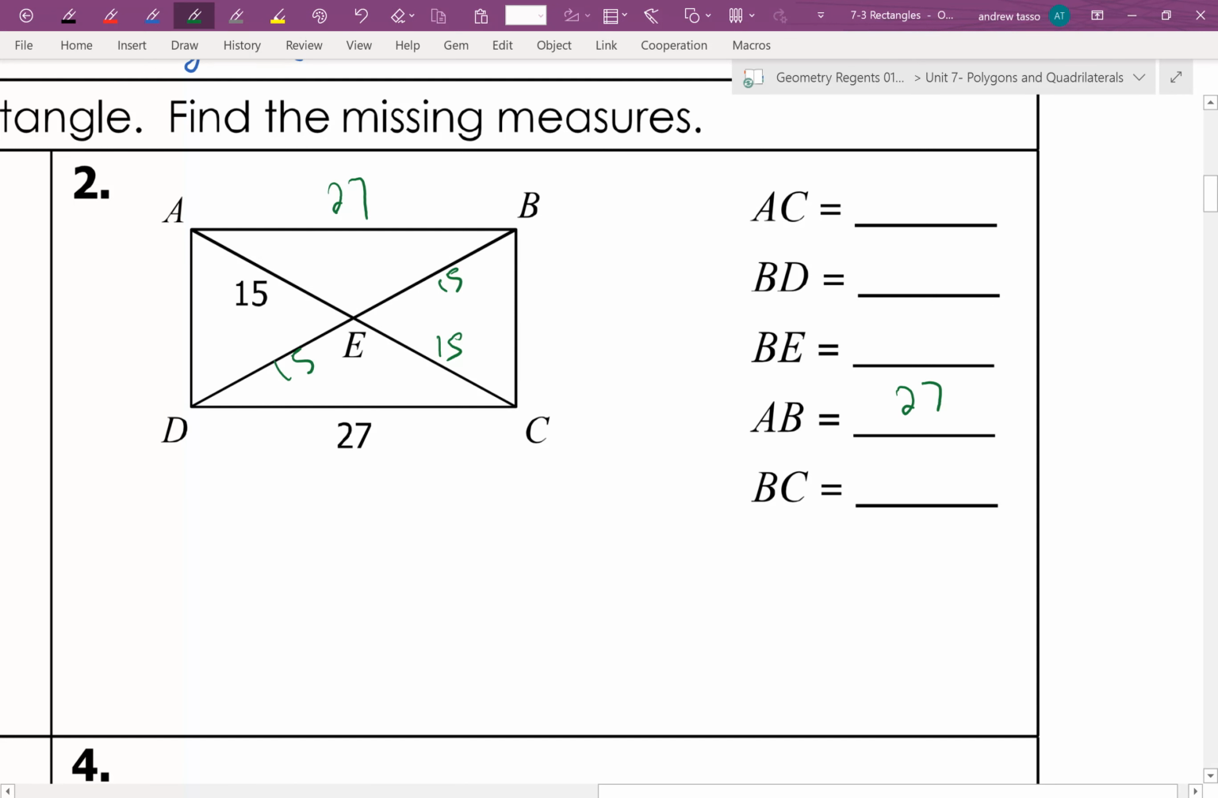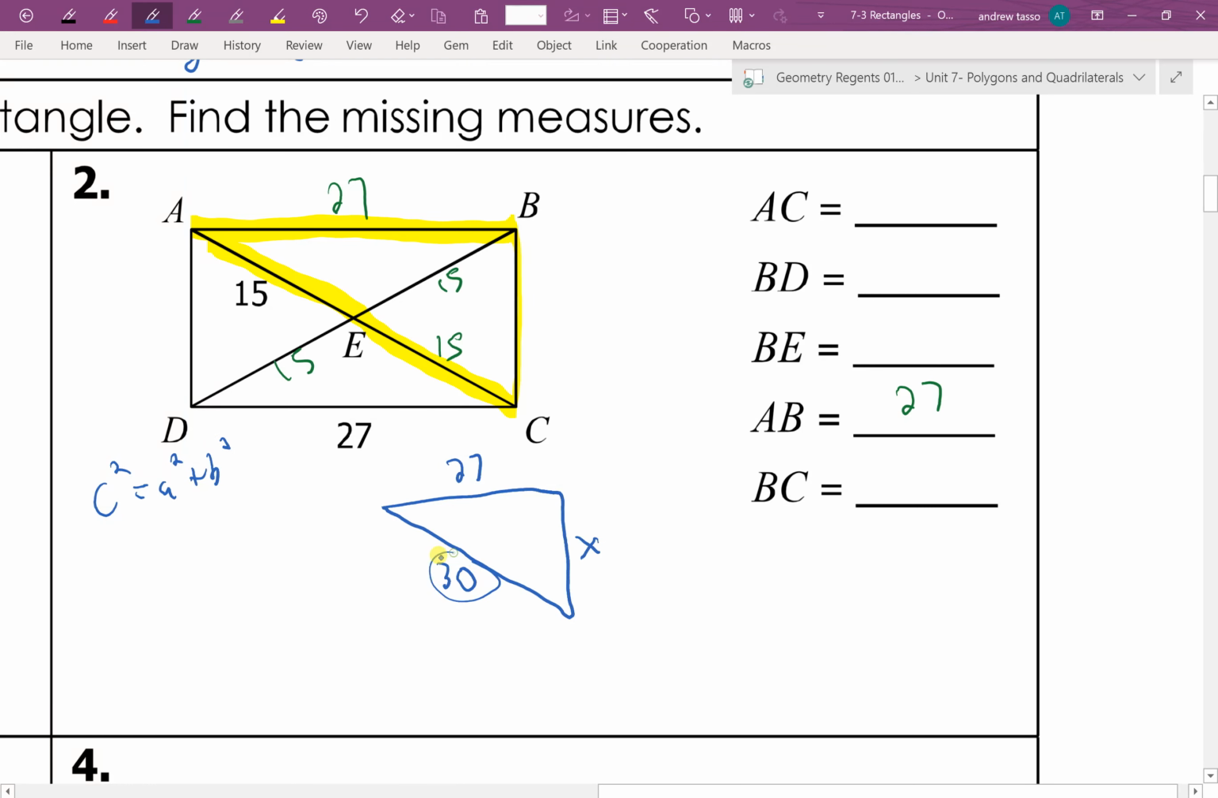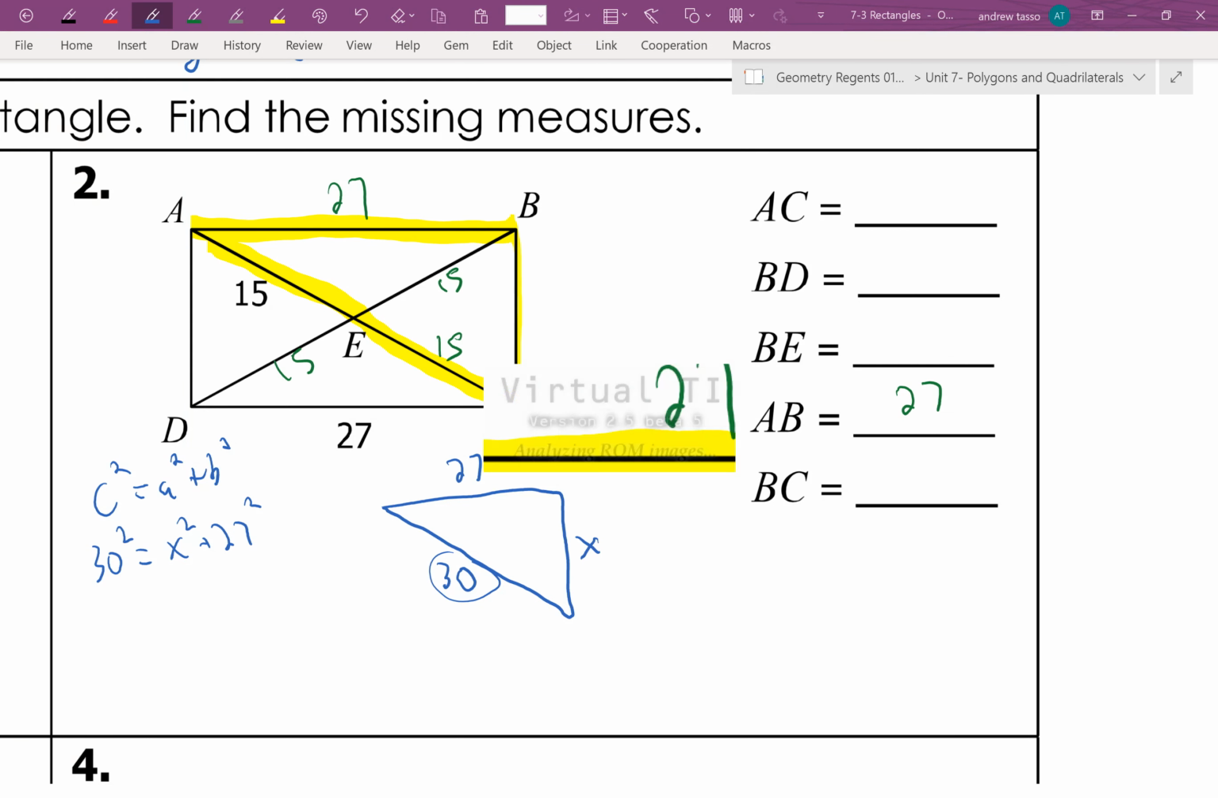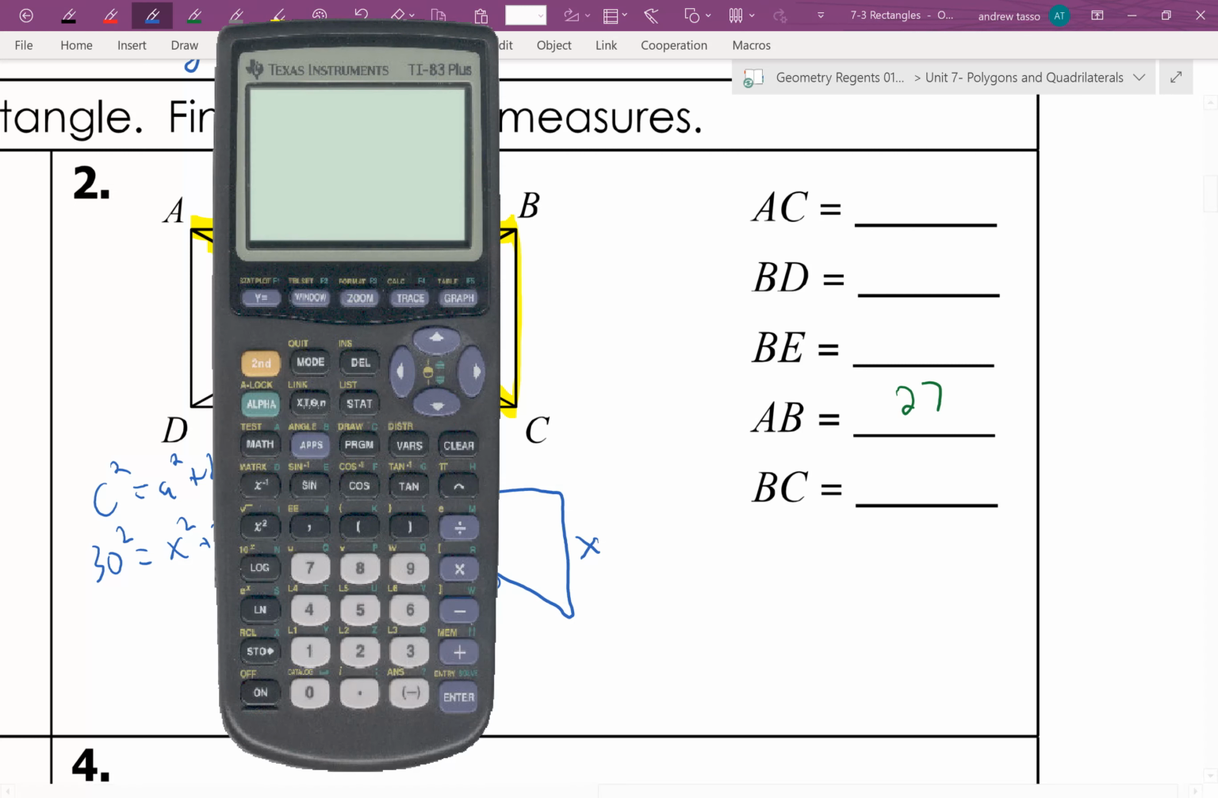Right? So next thing that we could figure out is we can use Pythagorean theorem to figure out what BC is equal to. So we see that there's a right triangle here, and we have 27, and 15 plus 15 is 30, and x. So if we set it up, it would be c squared is a squared plus b squared. C squared would be the hypotenuse part, so 30 squared is x squared plus 27 squared. And so in the calculator, we'll do 30 squared and subtract that from 27 squared.